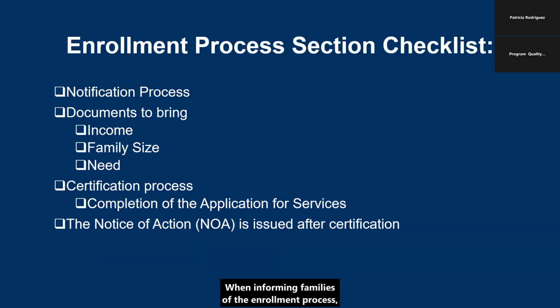When informing families of the enrollment process, the following items must be included. Notification process. Documents required for income, family size, and need. Certification process. Notice of action. This will provide information on what to expect during the enrollment process, including how they may be contacted and what documents will be required to determine income, family size, and need.